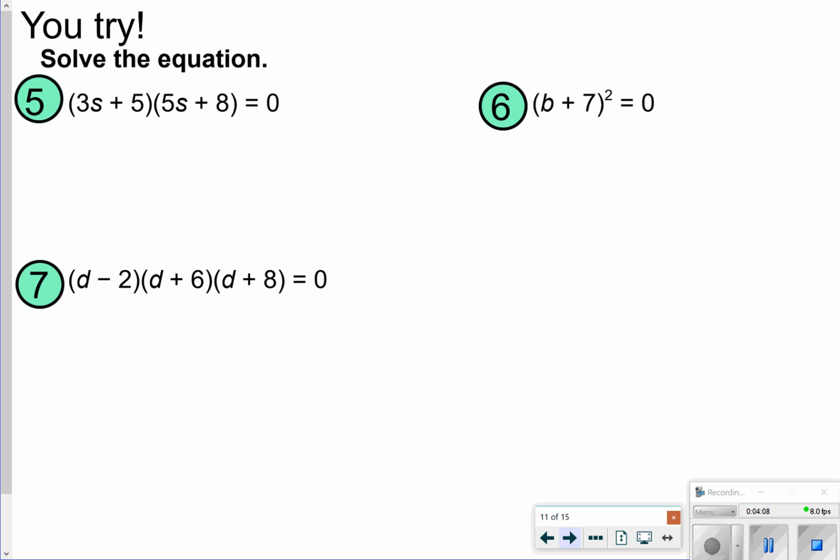So let's go ahead and try 5, 6, and 7. Notice number 7 though, you will have 3 possible roots as your answer. So let's go ahead and pause here so we can try it, and then once you're done, click play.